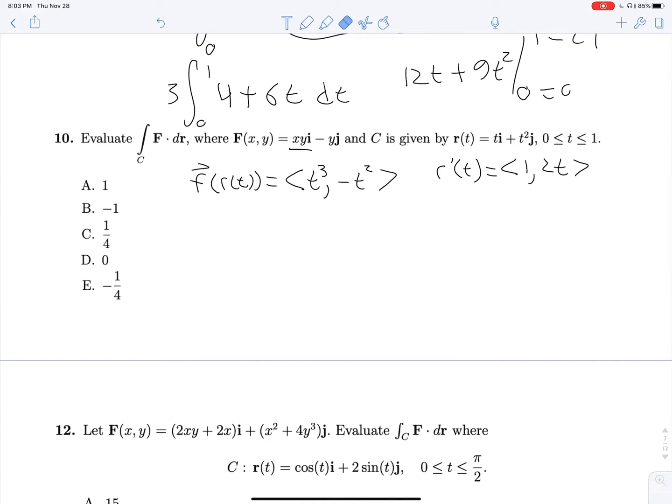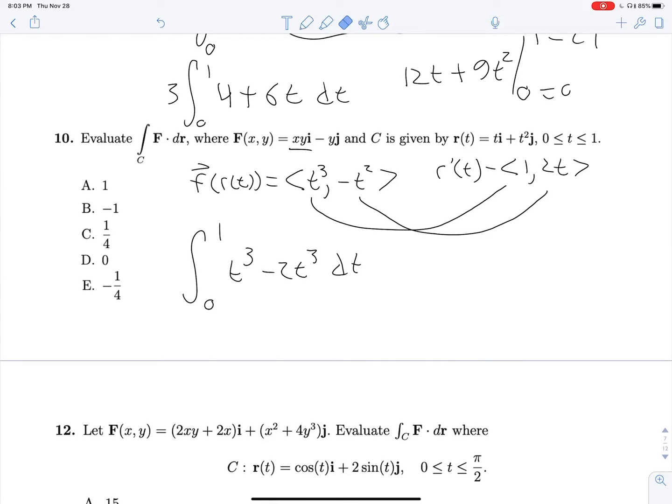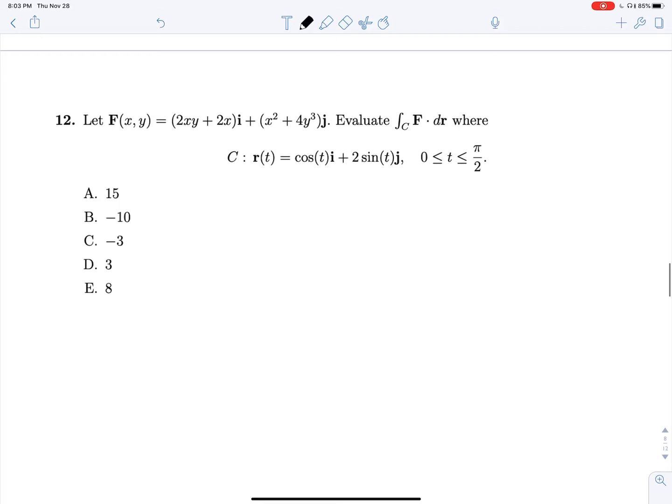So now taking this dot product, and I really don't set this up well for myself, putting them way over here, but we'll be left with the integral from 0 to 1 of t cubed minus 2t cubed dt, which will give us the integral of negative t cubed dt, which is negative 1/4 t to the 4th on 0 to 1, and that gives us our answer of negative 1/4.